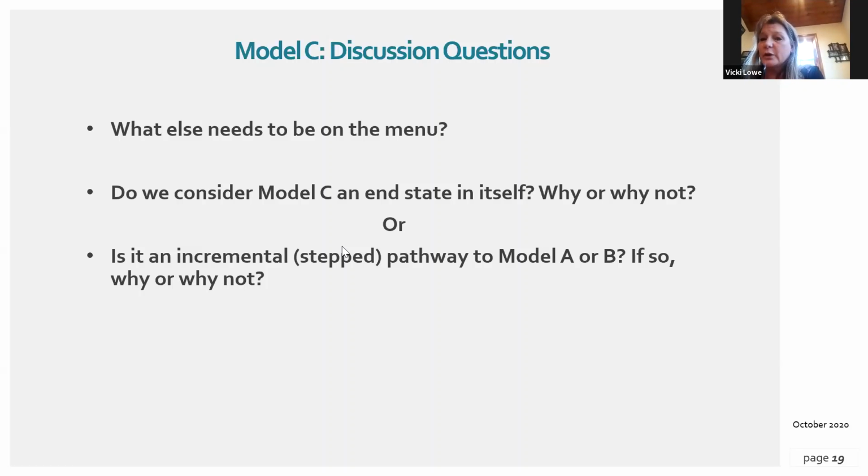I think many of us are worried that if we go with Model C and something happens in the legislature, we'll get stuck with just Model C and not get that forward motion. So we want to make sure that Model C is a step, but the end goal is really Model A. Thank you.